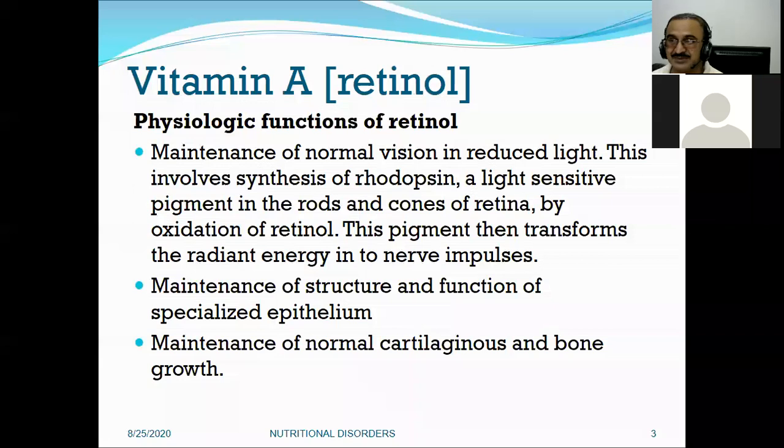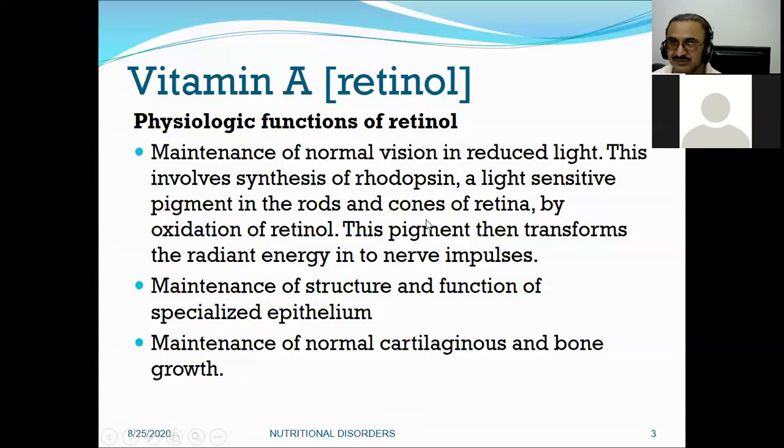So this maintains the normal vision in reduced light. This may be involved in the synthesis of rhodopsin, a light-sensitive pigment in the rods and cones of the retina, by oxidation of retinol. This pigment then transforms the radiant energy into nerve impulses. This maintains the structure and function of specialized epithelium and maintains normal cartilaginous and bone growth. These are a few important physiological functions of vitamin A, retinol.